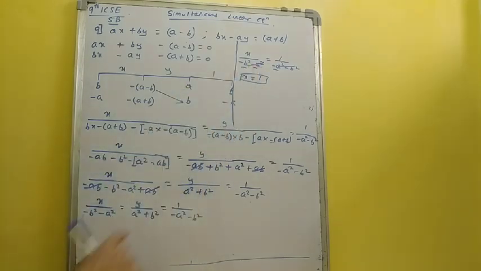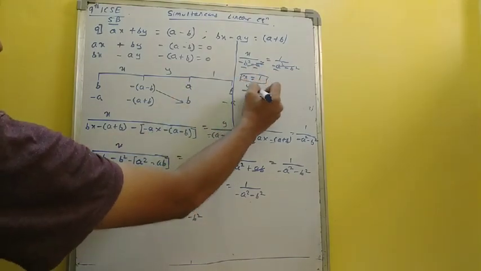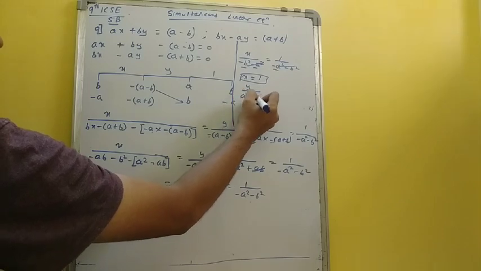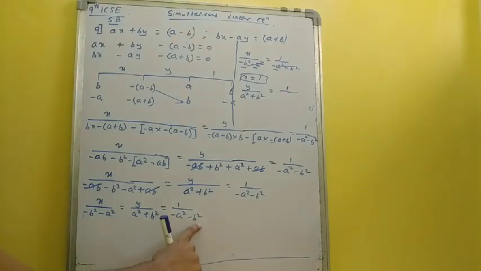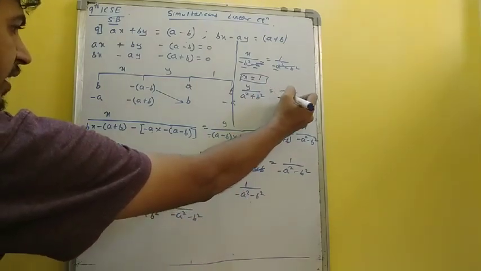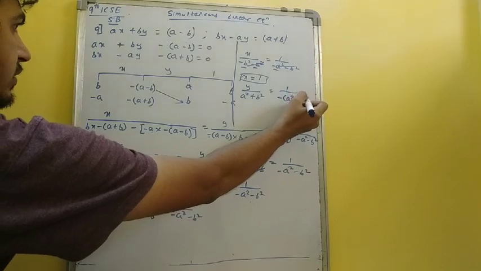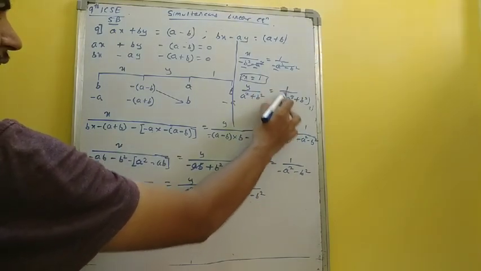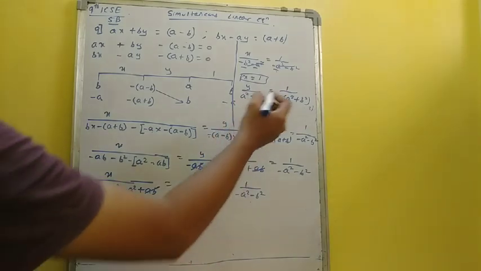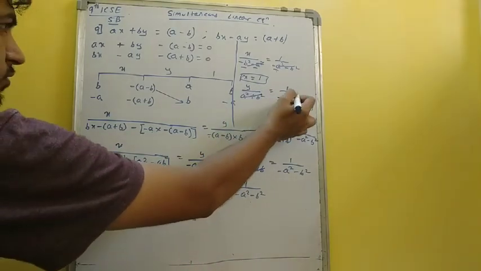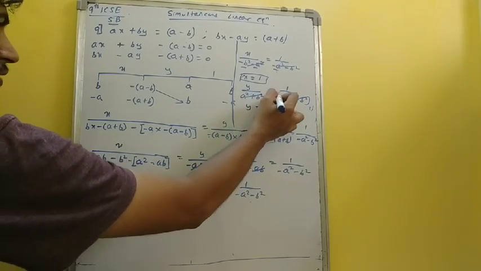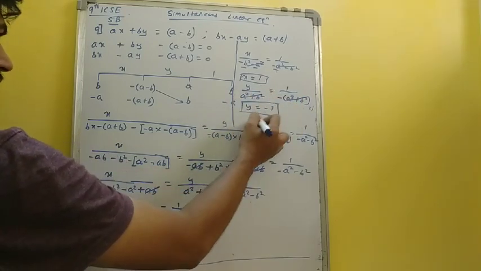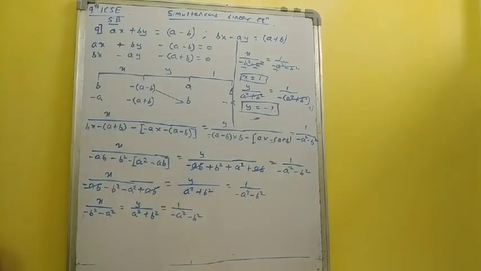1. Okay, but for y, when I write y upon a square plus b square is equal to 1 upon minus a square minus b square. If I take the minus sign common, I will have a square plus b square, so that when I open the bracket we have minus a square and minus b square. So you can see that a square plus b square gets cancelled and we have the minus sign. So y is equal to minus 1. Okay, so this is the solution for the 9th question of 5b.